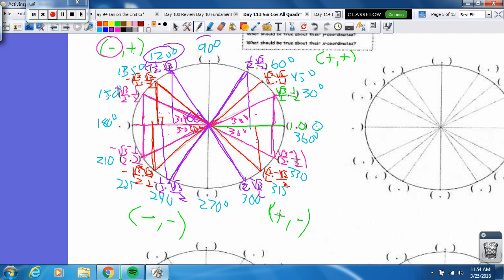What have we missed? Oh, 90 degrees, that's 0, 1 because we have 1 here. We missed 180 degrees, that is 1, so that would be negative 1, 0. And we have 270, which is 0, negative 1, because the length of the radius is 1. Now we have, oh my god, all of the points. How are we going to memorize this?